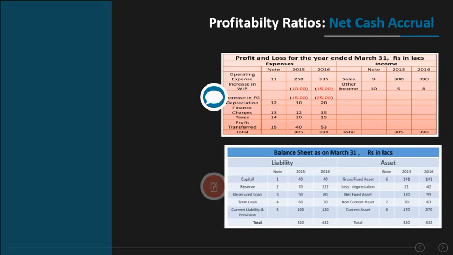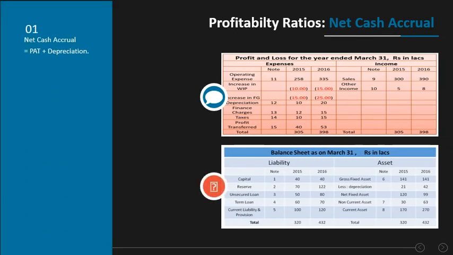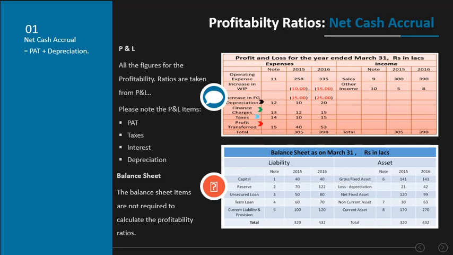Now we shall calculate the net cash accrual. The net cash accrual is technically not a ratio, but it is used along with the profitability ratios. The net cash accrual is given by the formula, net cash accrual equals PAT plus depreciation. Please note, all the figures are available on the expense side of the P&L statement.